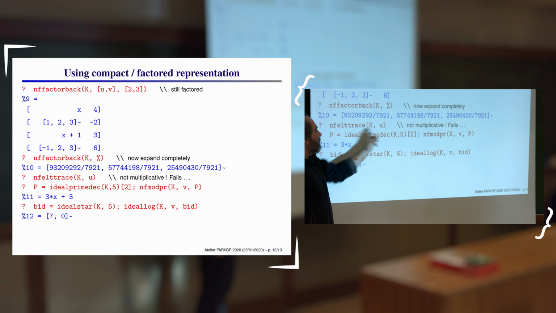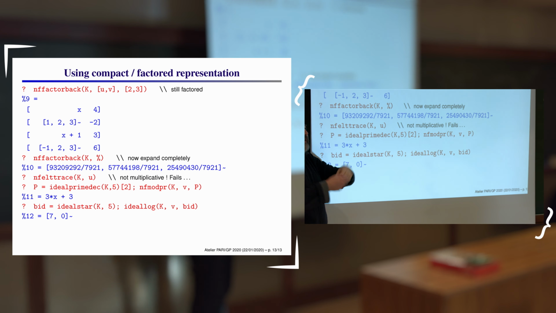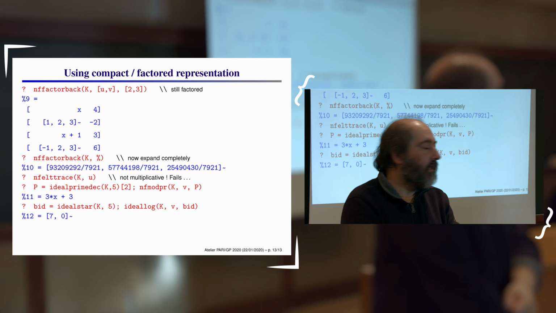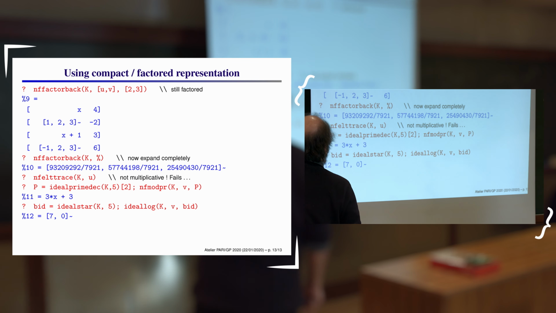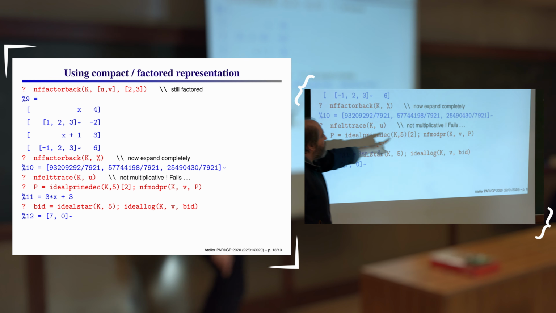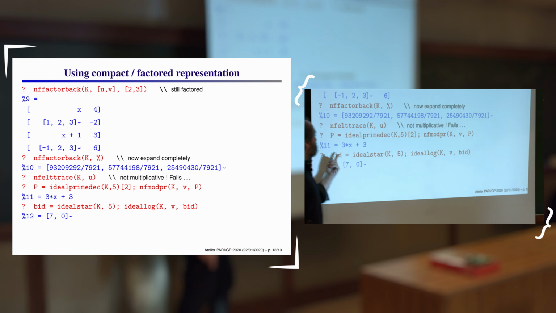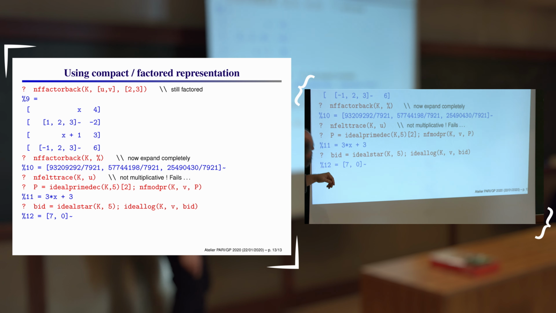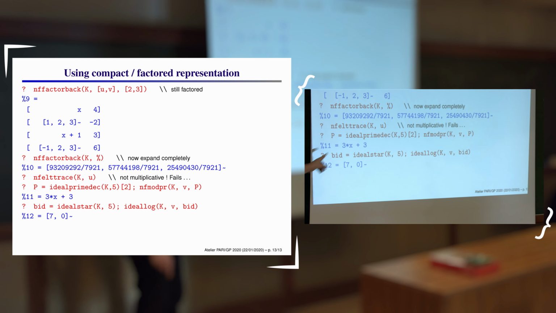This will not work. I want the trace of an element in factor representation. Trace is additive, not multiplicative. Fail. Something else. Here I'm mapping things to a residue field. I get some element in the residue field. This has an inertia degree 2, I guess. That's why we get a polynomial here.